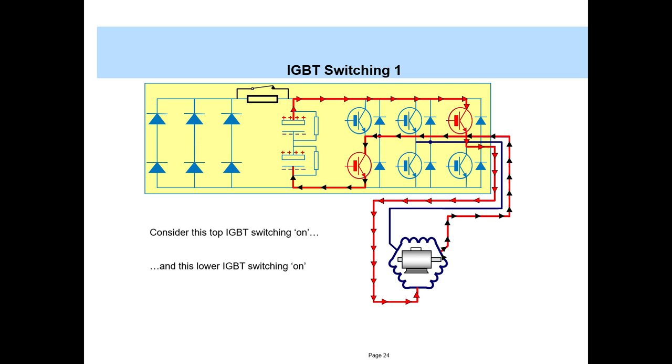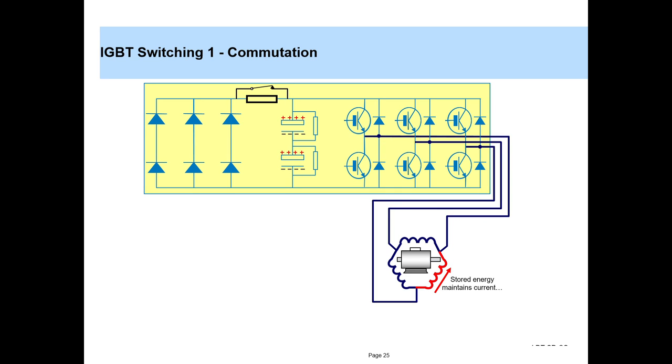The return path will be through this IGBT, and this will pass through this coil. Now because the winding acts as an inductor, just when the IGBT gating supply is switched off, or the IGBT is switched off, the current cannot suddenly go to 0, because it's an inductive load.